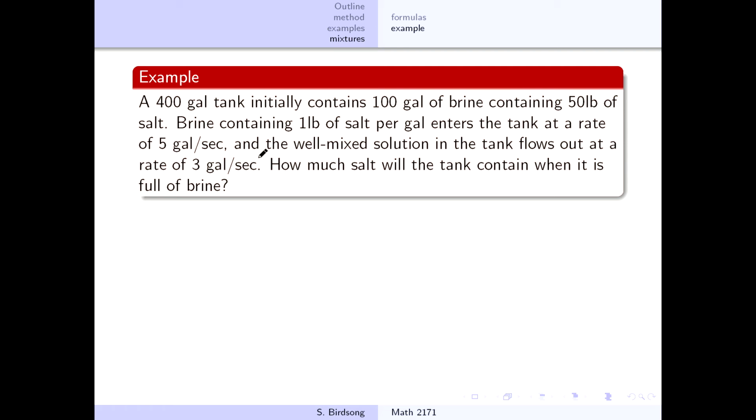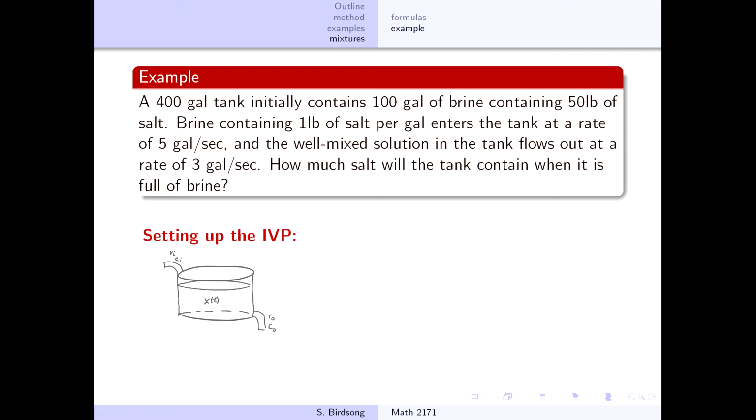Okay? So what we want to do is we want to know how much salt is going to be in the tank when the tank is completely full. Because notice the flow rate coming in is 5 gallons per second and the flow rate leaving the tank is 3 gallons per second. So this tank is progressively getting fuller and fuller.